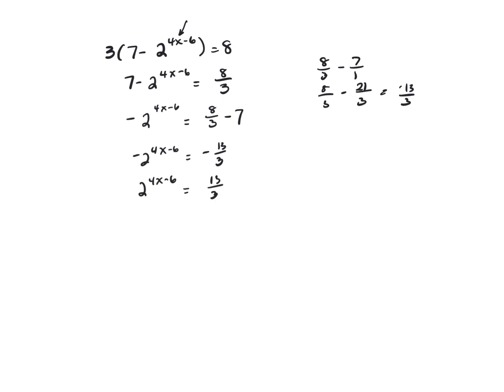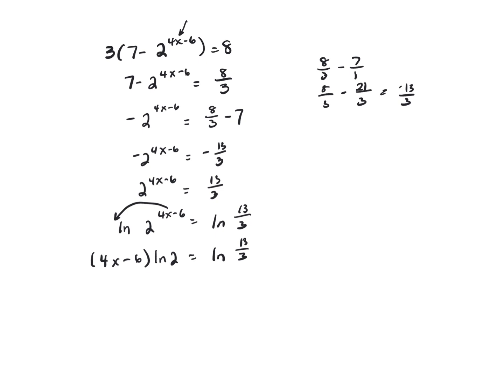And now let's take the ln or log of both sides. It doesn't matter. ln of 2 to the 4x minus 6 equal ln of 13/3. And now let's use that property where you can bring the exponent down in front of the ln. So that's going to be 4x minus 6 times ln of 2 equal ln of 13/3.